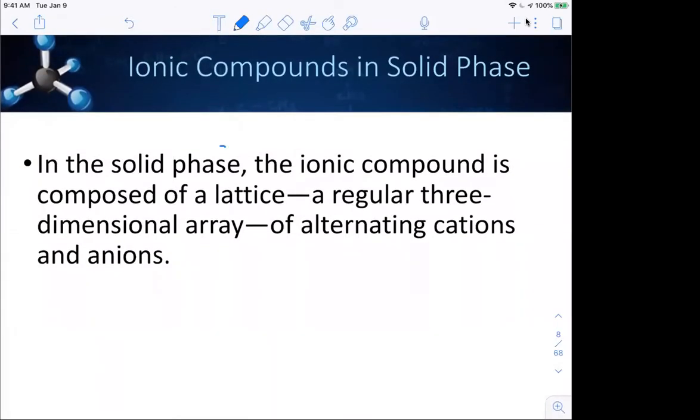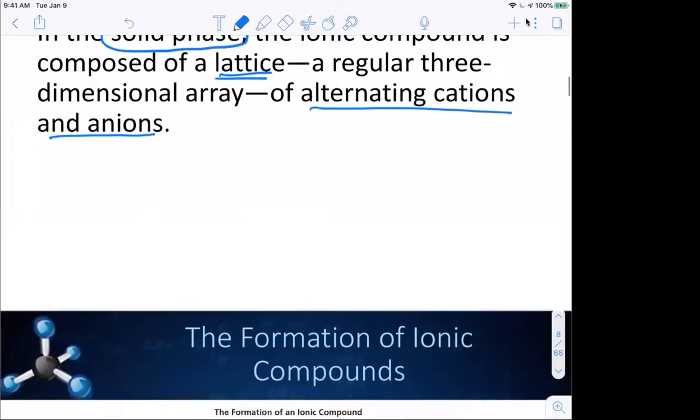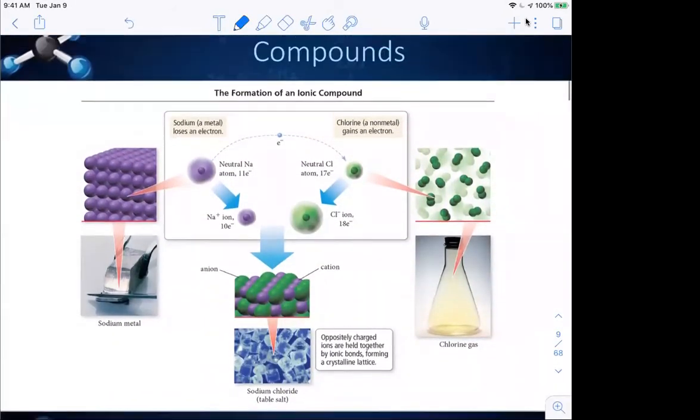In the solid phase, what's really interesting about ionic compounds is that they form a lattice. This is a very highly ordered, regular 3-dimensional array, and I have alternating cations and anions. Now, when ionic compounds are dissolved, the ions will break up and become solvated. But in the solid phase, I have a very highly ordered lattice of alternating cations and anions. Here's an example.